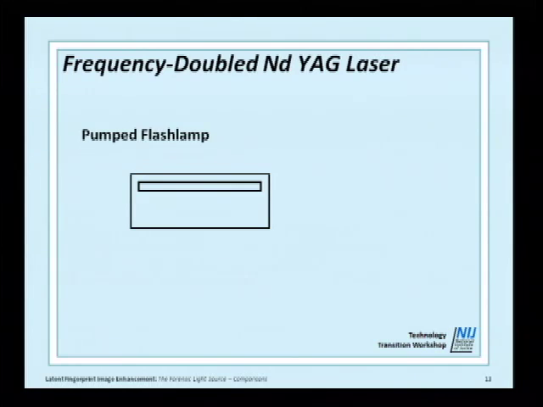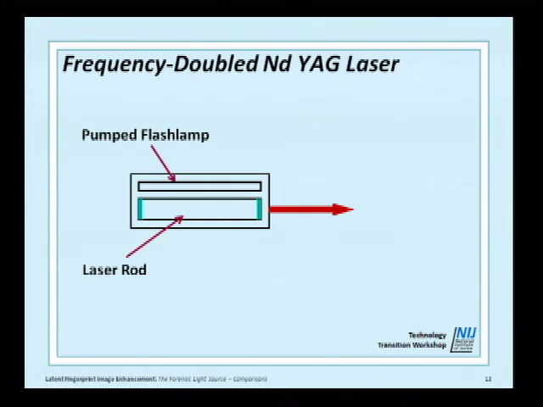So here we have, instead of a vacuum tube with argon in it, a pumped flash lamp and the laser rod, which is the yttrium aluminum garnet. The output of this thing is the same with the parallel mirrors, and the output is at 1064 nanometers.